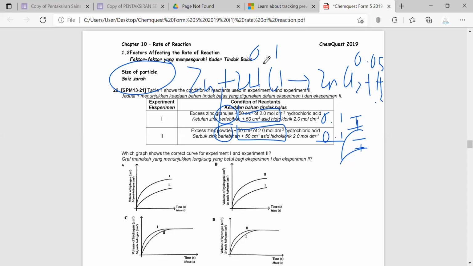Now, teacher wants to find the volume of hydrogen gas. Can each one of you take your calculators? 0.05 times 24. Teacher wants to find volume. Each one of you, 0.05 times 24. 1.2, teacher. Okay, 1.2 decimeter cube. If teacher changes it to centimeter cube, 1,200. Okay, 1,200 centimeter cube. Here also will be 1,200 centimeter cube, because I'm using the same number of moles.